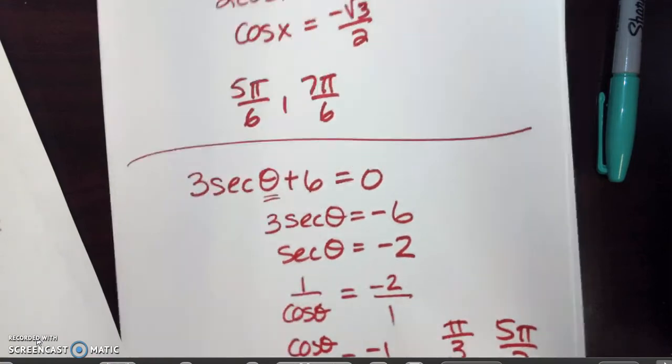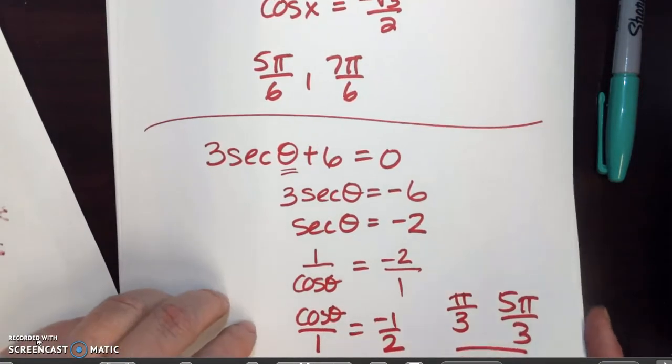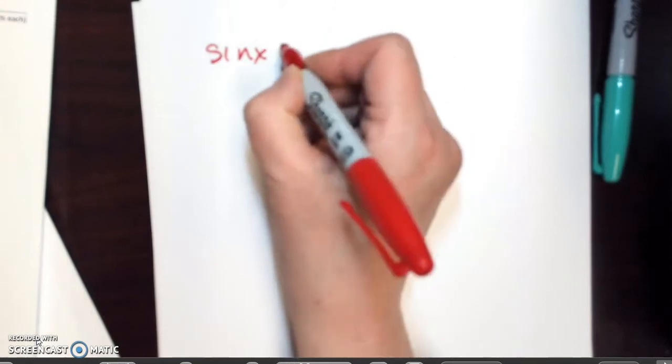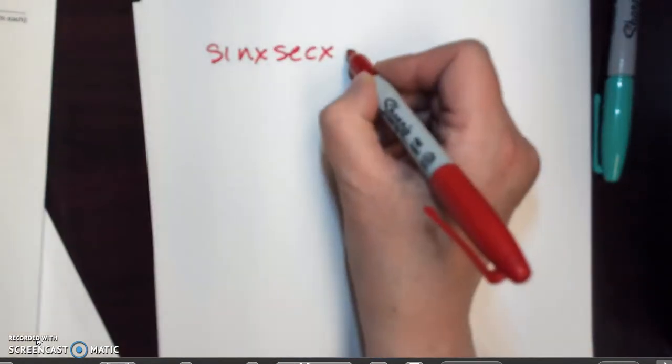Next. I have 2 more for you. I promise to go quickly. You can pause me if you need to. So I have sine of x times secant of x minus sine of x equals 0.